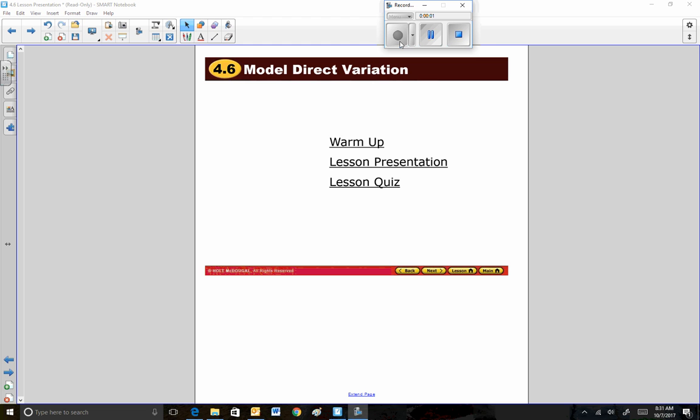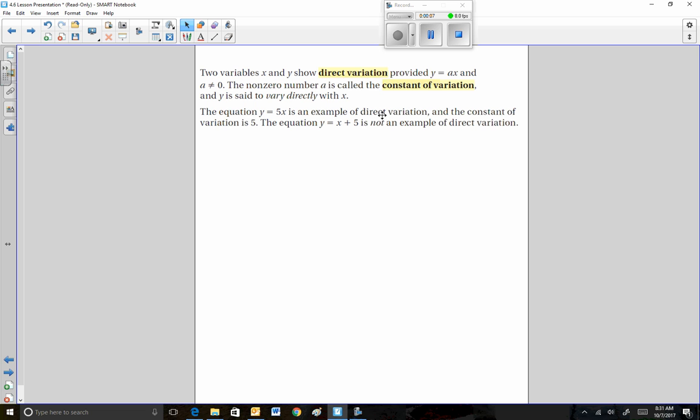One, we're looking at modeling direct variation. What in the world does that mean? Let's take a look. Direct variation looks like this: y equals some number a times x. The non-zero number a is called the constant of variation, and y is said to vary directly with x.